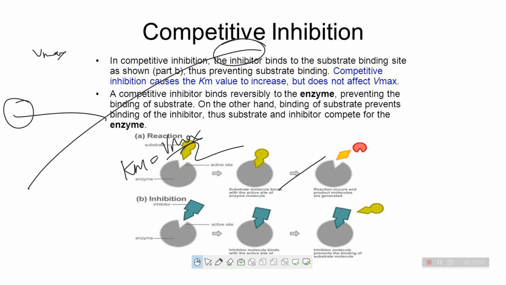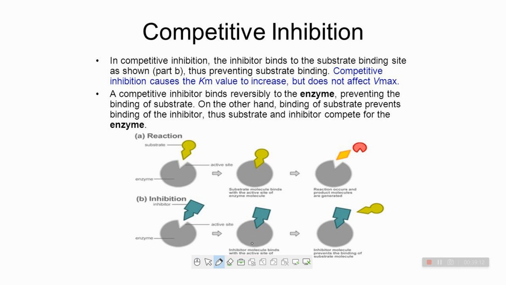Next is types of inhibition. First is competitive inhibition. In competitive inhibition, the inhibitor binds at the active site. Suppose this is the inhibitor. This inhibitor binds at the active site where the substrate would bind, and this process is known as competitive inhibition. So the substrate cannot bind to that active site, and the whole process is inhibited. In competitive inhibition, the inhibitor binds to the substrate binding site, thus preventing substrate binding. Competitive inhibition causes the Km value to increase but does not affect Vmax.